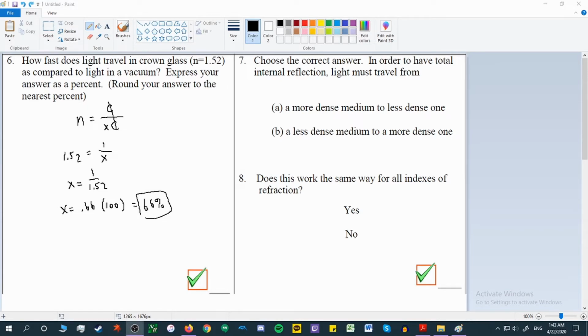Alright, for number 7, it's asking, in order to have total internal reflection, light has to travel from A, a more dense to a less dense medium. And the answer why is because if you're going from a less dense to a more dense material, if you'll remember, the light ray is always going to be refracted towards the normal, which if we want total internal reflection, we want that light ray to be refracted away from the normal until we get to 90 degrees, which is never going to happen if we're going from less dense to more dense. So, there. And does it work the same way for all indices of refraction? You betcha. Yes, it does.